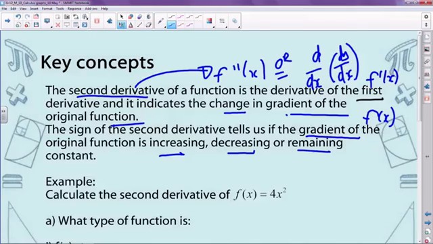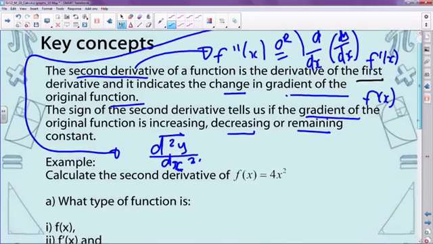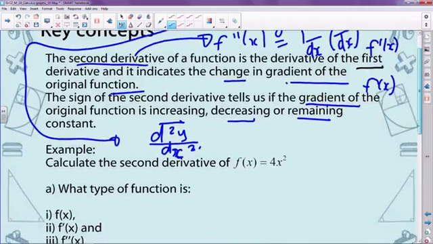This can also be written as this. This is not a square, right? The 2 indicates that you're taking the second derivative. So you're taking the derivative of y with respect to x twice. That's what the 2 tells you. It does not tell you that you're squaring anything there. Okay, so those are the different symbols and notations you might see for the second derivative.